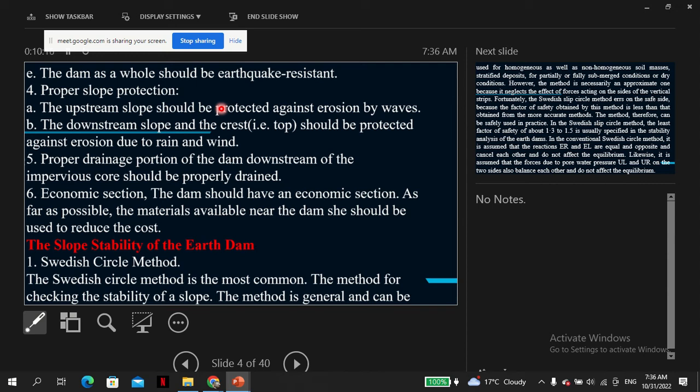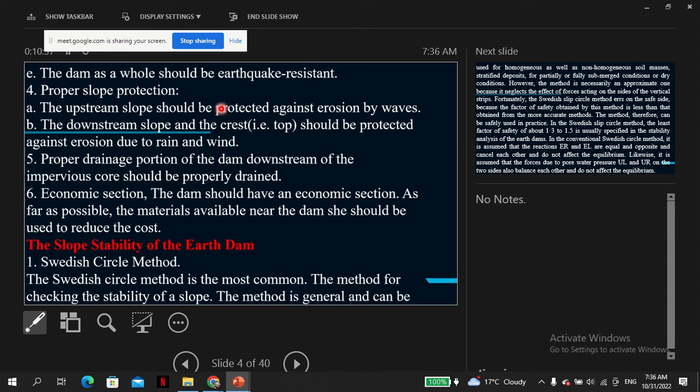Riprap to absorb the wave energy and dissipate the energy so that there is no erosion. Now on the downslope or downstream, usually we plant some vegetative cover, of course, and then proper drainage. The portion of the dam downstream of the impervious core should be properly drained. You need to provide proper drainage as well.